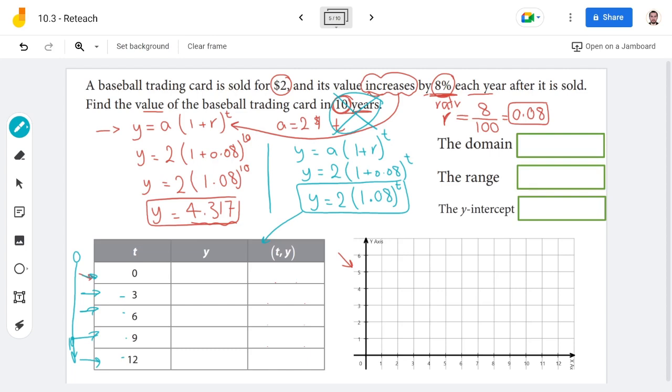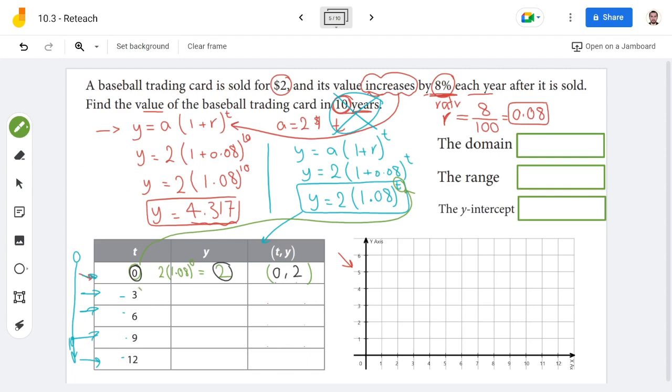Now, let's replace the value in the function here. Let's take 0 and replace it in the t. Now it will be 2 times 1.08 to the power of 0, which is equal to what? Equal to 2. So the first point you have to take is 0 and 2. That's the first point.